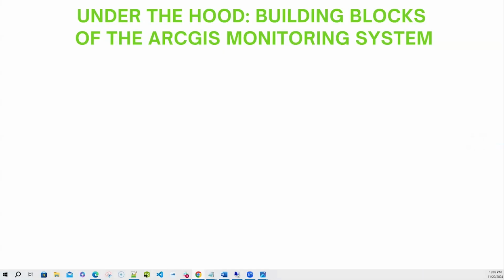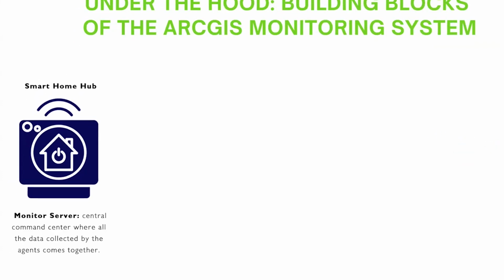Let's break down the core parts of ArcGIS Monitor using an analogy. Think of the software components that make up your monitoring solution like the components of a smart home. Each part, from the sensors to the central hub, works together to ensure everything runs smoothly and stays connected. First up, we have the Monitor Server, which is like your smart home's control hub. It's the central brain of the system where all the action happens.